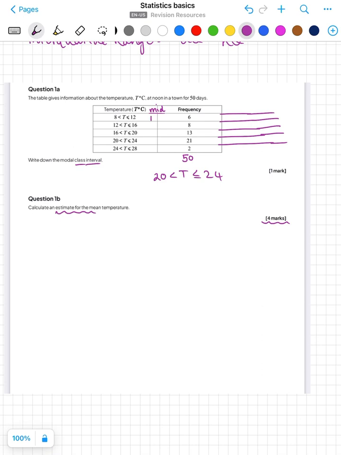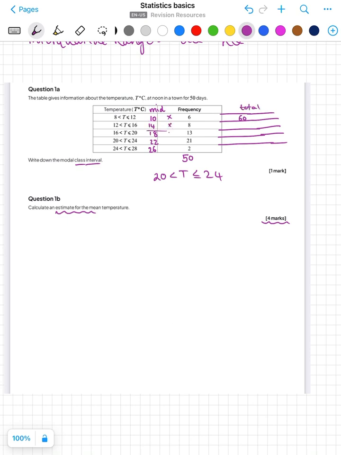So we're going to say our average temperature was 10 degrees. Find the midpoint of all the other groups. So we're saying every day, so out of those 6 days, it was 10 degrees. So that's a total of 60 degrees given by those days.